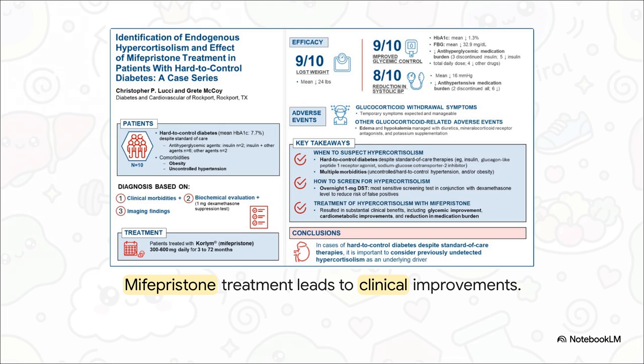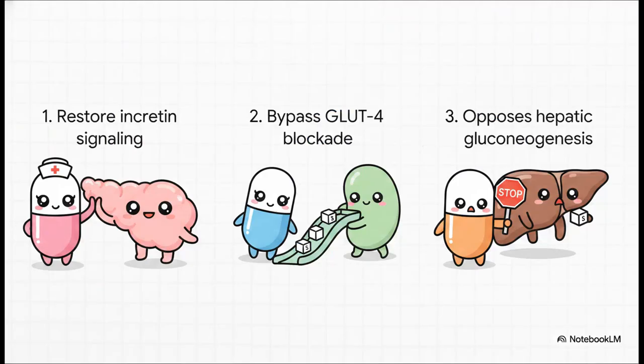In this particular case series of patients dealing with hard-to-control diabetes driven by hypercortisolism, blocking that receptor resulted in 9 out of 10 patients losing weight and 8 out of 10 experiencing significant drops in blood pressure, all alongside massive improvements in their overall glycemic control. We also have other frontline medications that physiologically counteract cortisol-induced insulin resistance in slightly different ways.